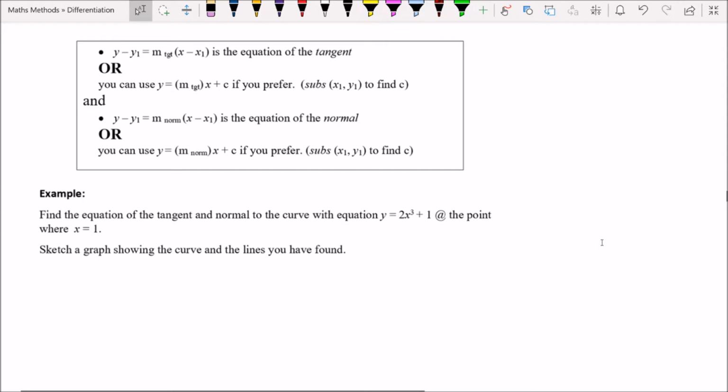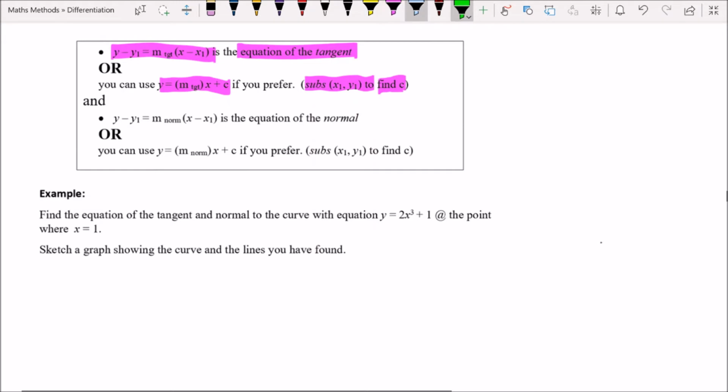y minus y1 equals m, the gradient of the tangent, times x minus x1. This is a formula that you can use, and this will generate the equation of the tangent. Or you can use y equals mx plus c if you prefer, and then substitute in a point to find c. Okay, so these are two options to work out what the equation of the tangent is.